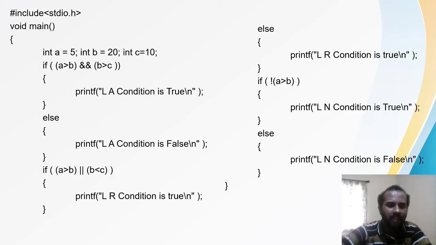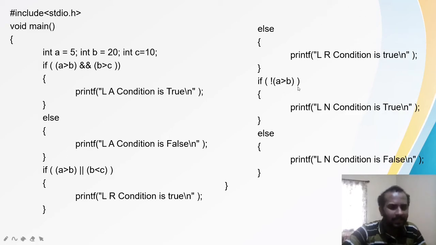But now let me check this one. Whether A is greater than B? No. But what about B is lesser than C? B is 20 and C is 10, right? It is not true, because the first one is false and the second one is also false, so it is again going to print that it is false.